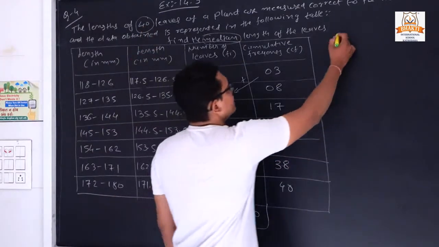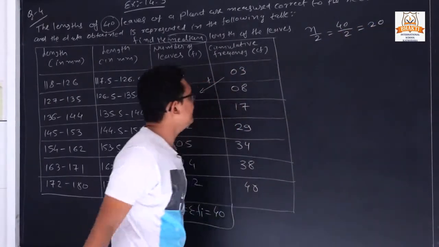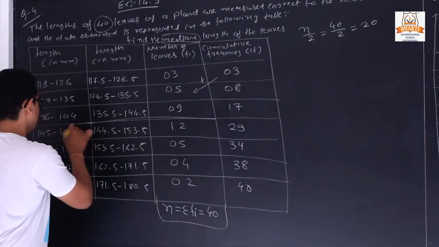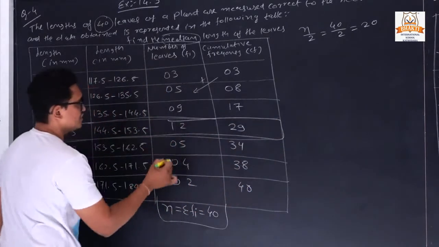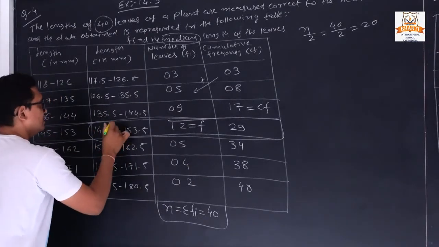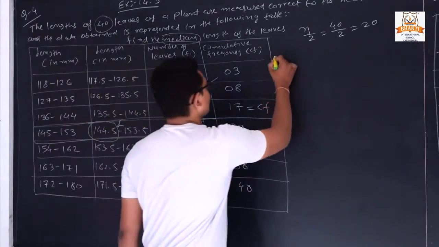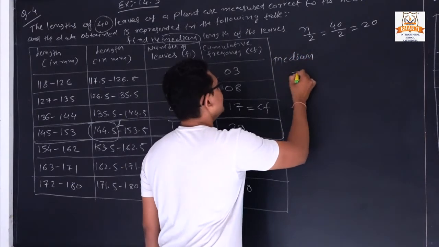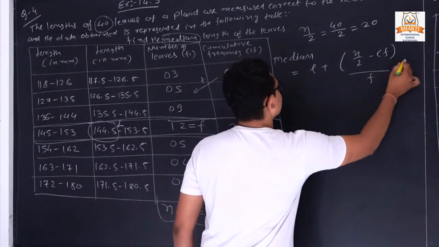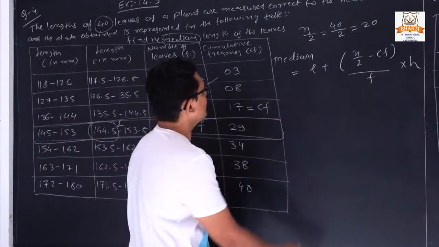So we start with n by 2. n is 40, so 40 divided by 2, the answer is 20. Now see this column: 20 lies between these two cumulative frequencies, so we select that row. This is our F, this is our CF, and this is our L. Clear? Now we put in our formula. What is the formula for median? Median is equal to L plus (n by 2 minus CF) upon F, into h.